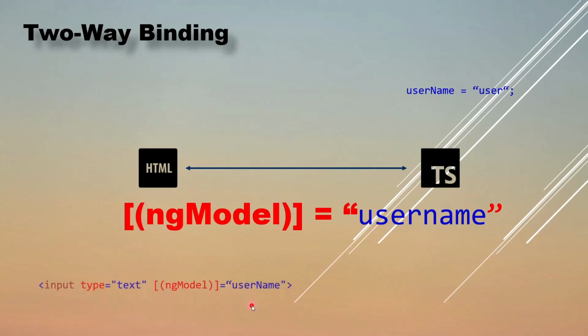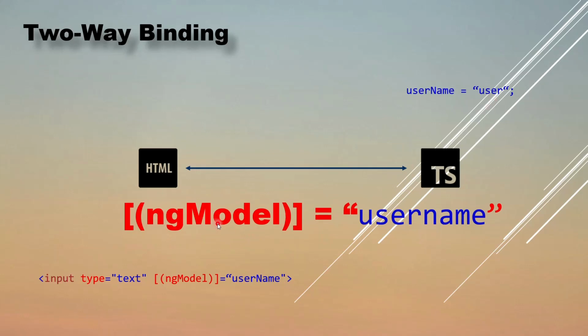So let's take an example like input, where type is text. If you assign a starting value to this username, we have user. On the HTML, when we load the application, user will be visible. Then you can type, you can add anything after user, or you can remove that. This is the way you can do two-way binding. But here ngModel is required.